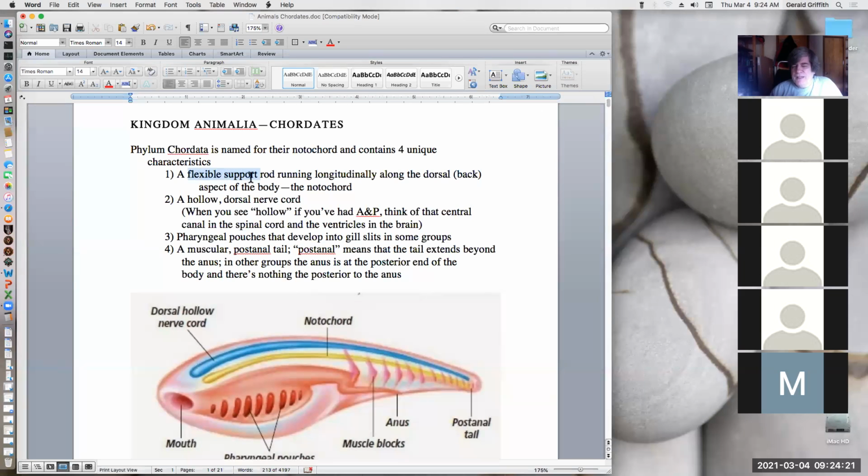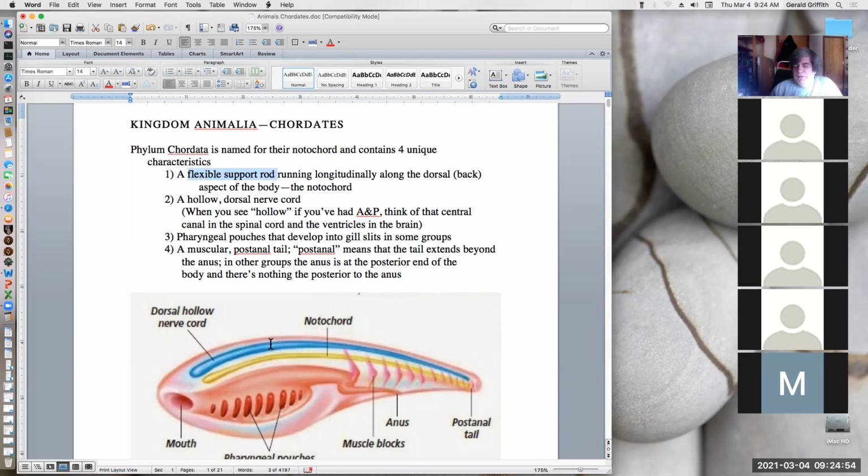They have a flexible support rod, and it goes longitudinally, which just means lengthwise, along the dorsal backside. And this flexible support rod, which is shown in kind of yellowish or goldish here, is the notochord. Now, people have a notochord, but we only have a notochord for a very brief period of time in the embryo, and then it's gradually replaced by our vertebrae.